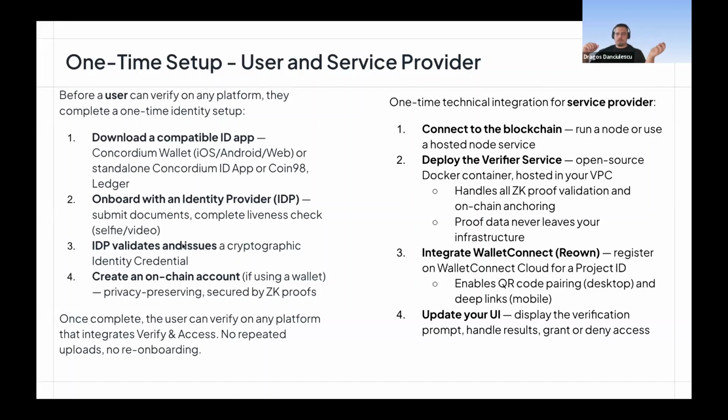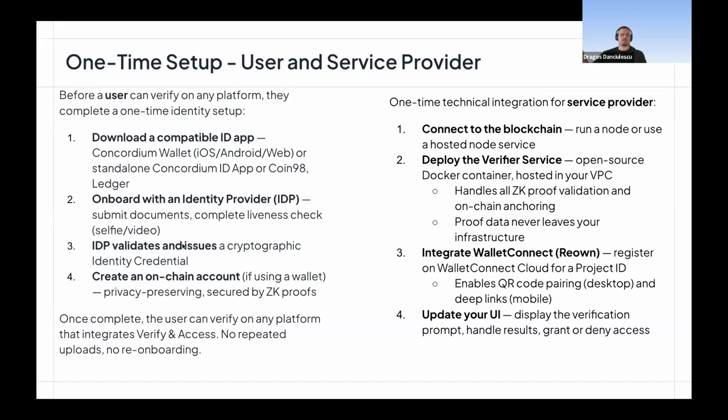Then you will onboard with an identity provider. The identity provider will validate everything and then issue you a cryptographic identity credential. And at the end, if you are using a wallet, you will be able to create an on-chain account. Now, that's all that the user has to do. After this is done, a user can verify on any platform that integrates Verify and Access.